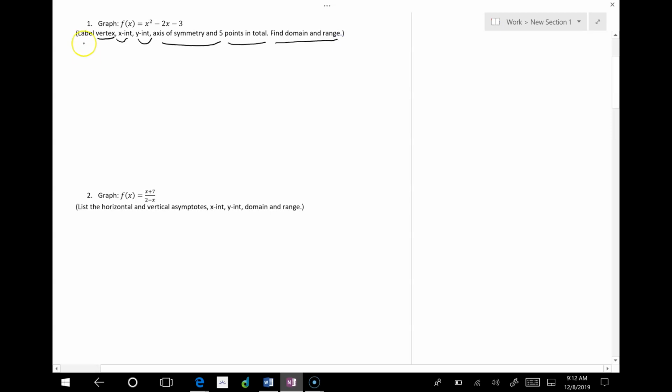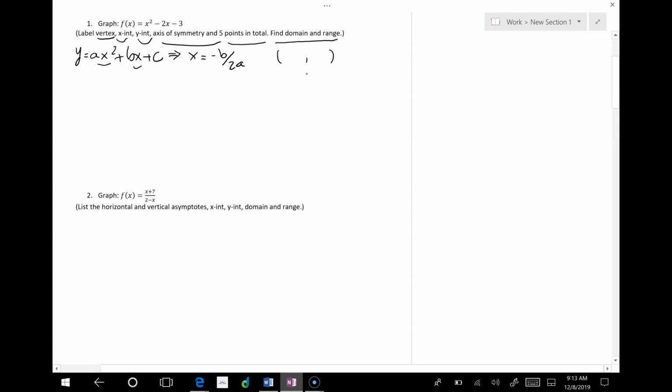To find the vertex, if you remember y equal to ax squared plus bx plus c, then as a result, x is equal to negative b over 2a. That's the x of the vertex. Whatever value you find here, you put it back into x and you find y, and that would give you the y of the vertex.